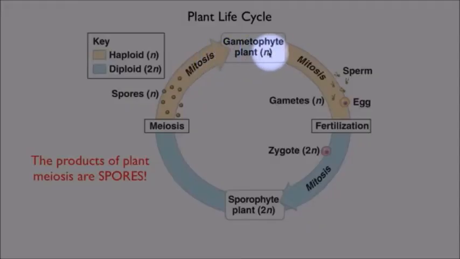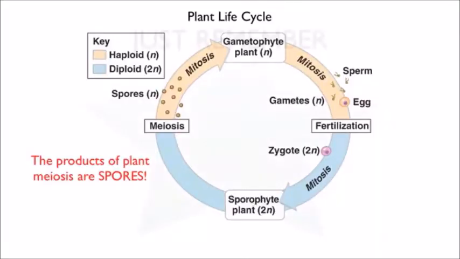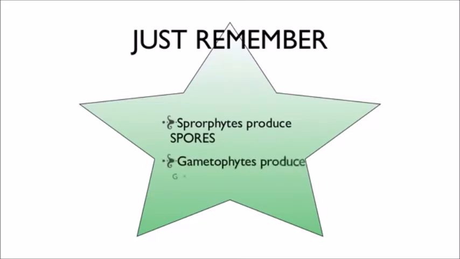This gametophyte will undergo mitosis and produce eggs and sperm, which are called gametes, just like animals, which will fertilize, just like animals, and restore the diploid condition, just like animals. That diploid zygote, the fertilized egg, undergoes mitosis and grows into a sporophyte. So this is what you've got to remember with plants. Sporophytes produce spores. Gametophytes produce gametes.